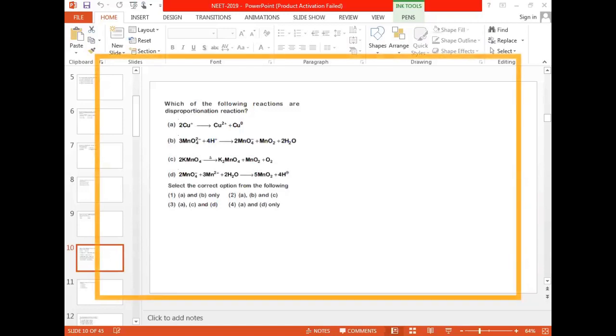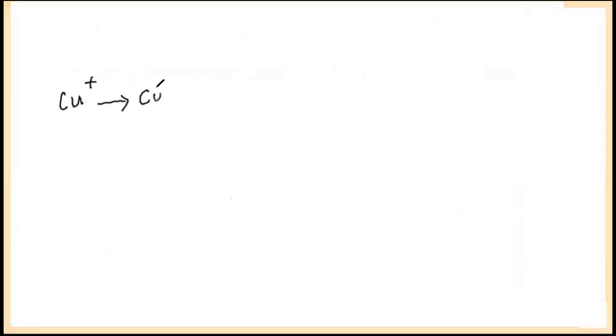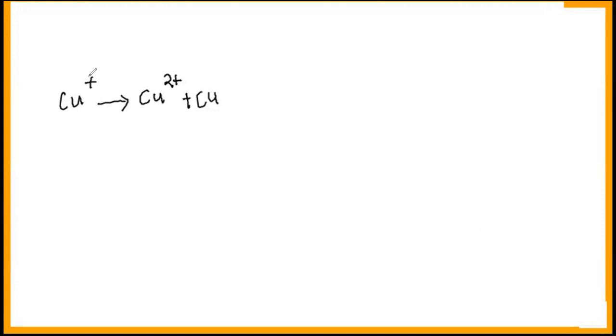Let us see the examples one by one. I'll clear this first, then we can take the equations. But before that, what is the meaning of disproportionation? It can undergo both oxidation and reduction. The same element which undergoes both oxidation as well as reduction, that type of reaction is known as a disproportionation reaction.